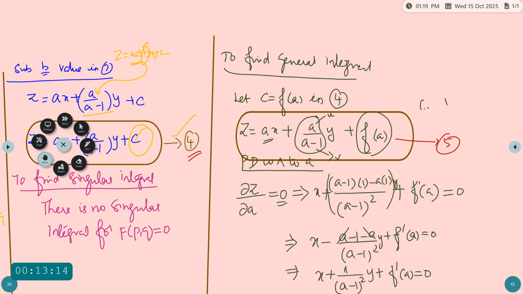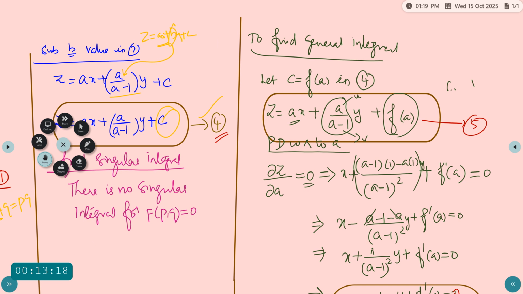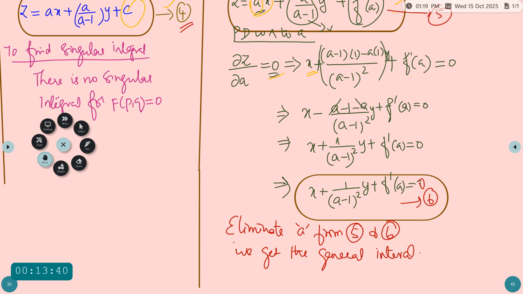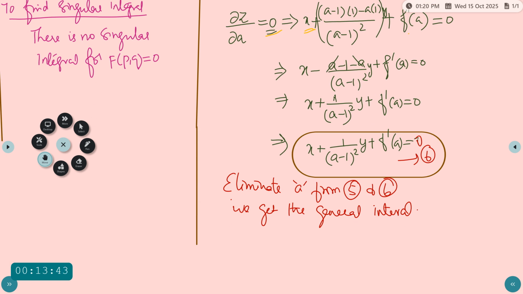Then differentiate this fifth equation partially with respect to a and equate to 0. After differentiating with respect to a, we get x. Here we have to apply the u by v formula, then f dash of a. So eliminate a between these two equations, 5 and 6. We can get the general integral. This is the solution procedure.